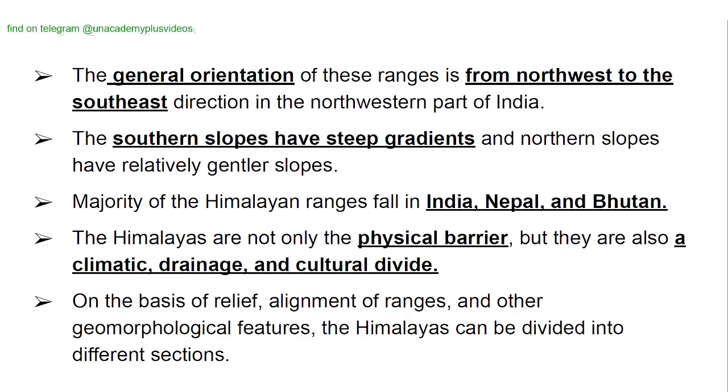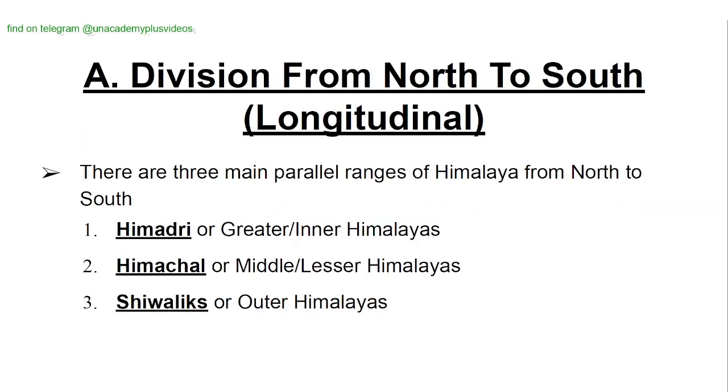On the basis of relief, alignment of ranges, and other geomorphological features, the Himalayas can be divided into different sections. Division from north to south, longitudinal. There are three main parallel ranges of the Himalayas from north to south: Himadri or Great or Inner Himalayas, Himachal or Middle or Lesser Himalayas, and Shivaliks or Outer Himalayas.